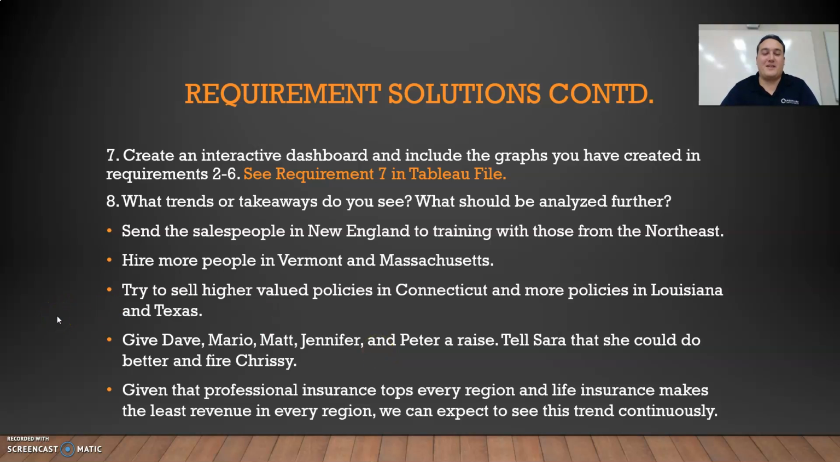Given that professional insurance tops everything, and life insurance makes the least revenue, maybe we can sell more professional insurance and maybe cut out more of our sales in life insurance to make the higher grow more and the lower stay about where it is.